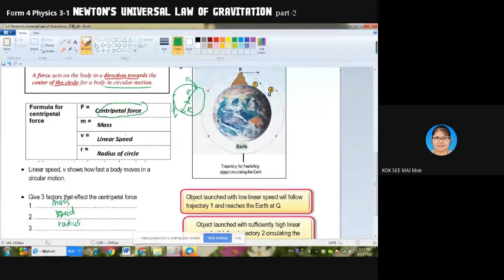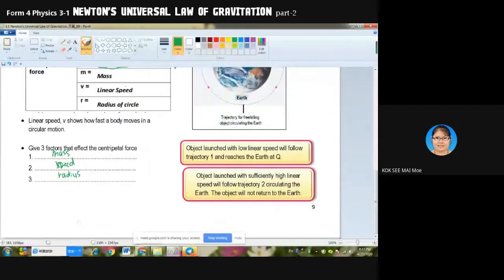Now we're going to see the formula. Does your paper have the formula or not? Okay, got. So the centripetal force formula is mv squared over r.